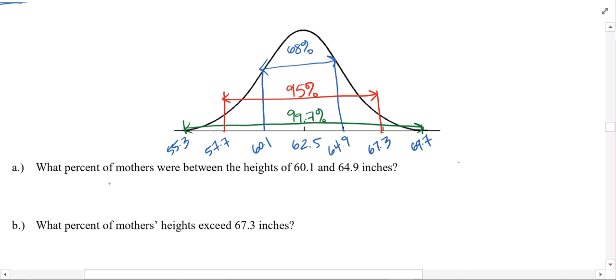What percent of the mothers were between the heights of 60.1 and 64.9? Okay, 60.1 and 64.9, do we see that? Lines up? Yep, 68%.